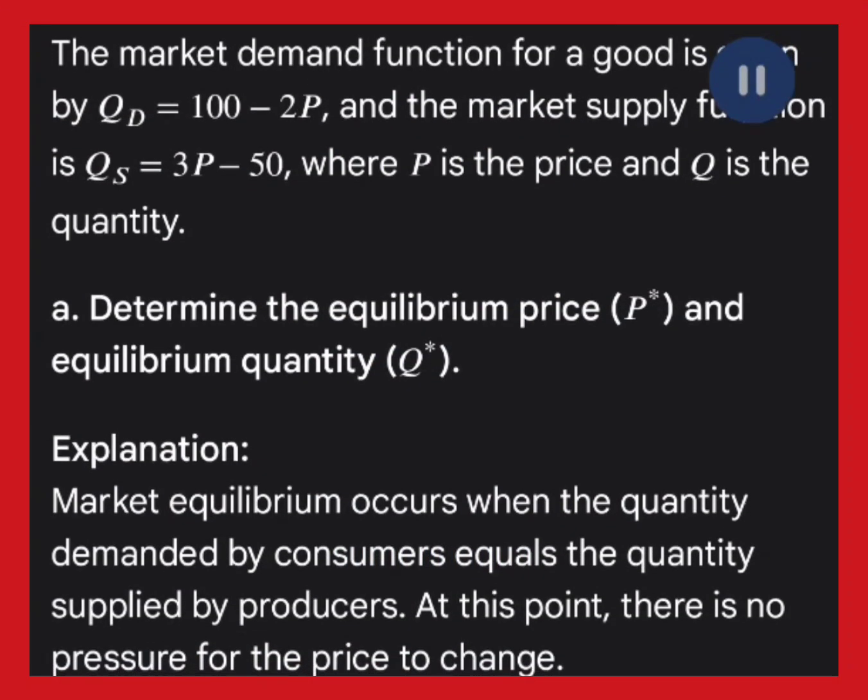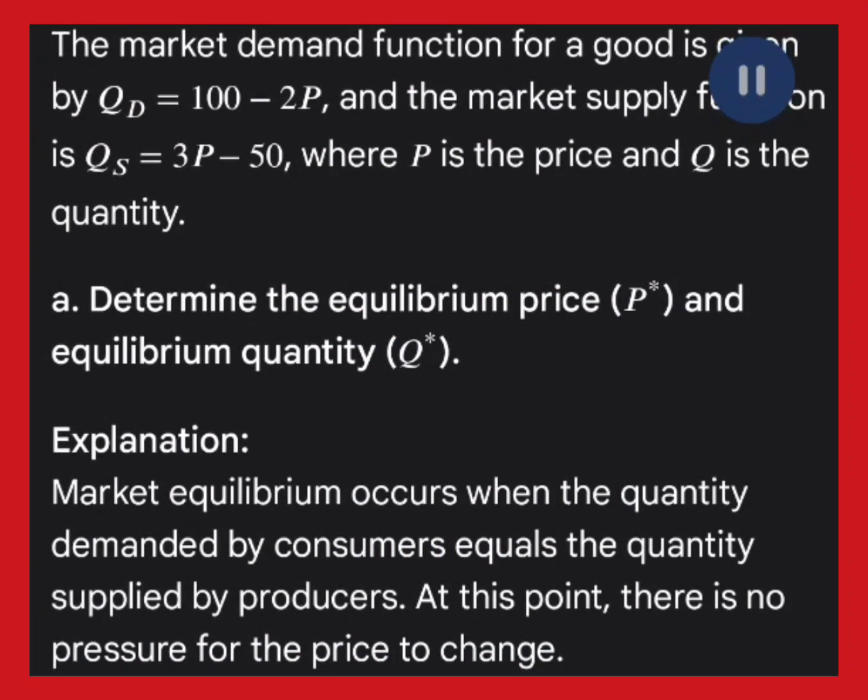The market demand function for a good is given by Q_D = 100 - 2P, and the market supply function is Q_S = 3P - 50, where P is the price and Q is the quantity. A. Determine the equilibrium price, P*, and equilibrium quantity, Q*.